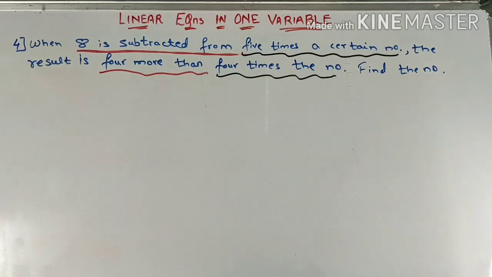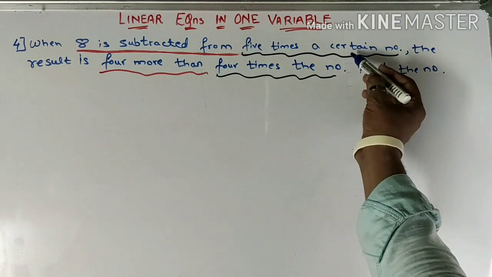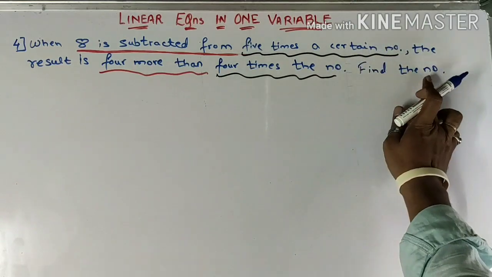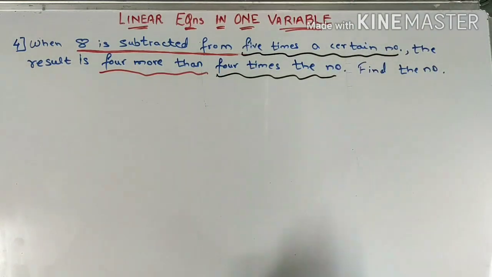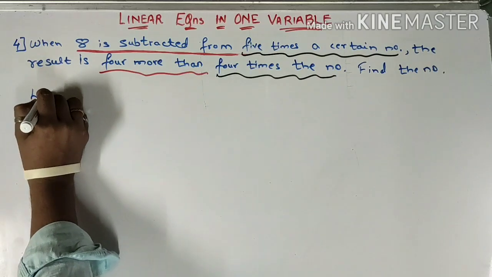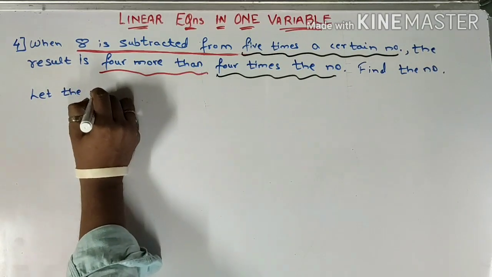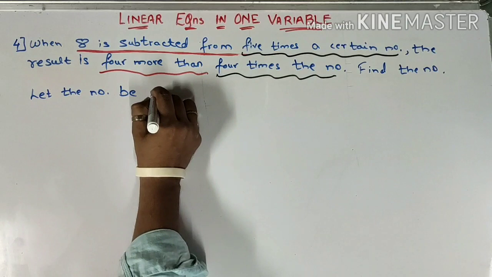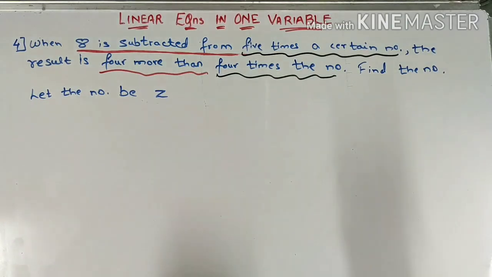So we need to assume something, and what is the best thing to assume in this? That is the certain number. This is common, and we are supposed to eventually find the number. So let the number be z. Now x we have taken, y we have taken. I'm taking it as z.